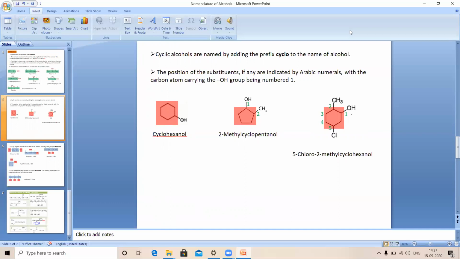If we take the third example, which contains a ring of 6 carbon atoms, we already mentioned that where the OH group is present, you have to consider that carbon first. So at carbon number 1 there is an OH group. At carbon number 2 there is a CH3 group, and at carbon number 5 there is a chlorine group. Alphabetically, C comes first, so the name is 5-chloro-2-methylcyclohexanol.